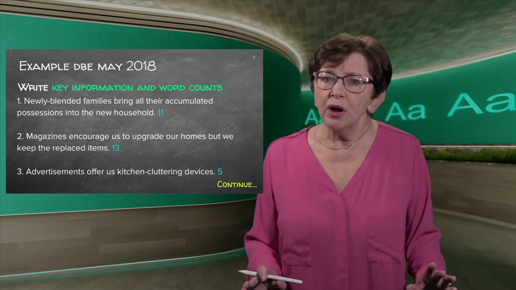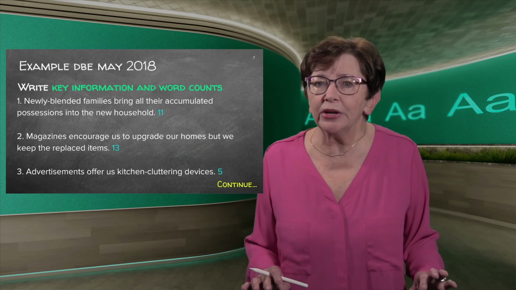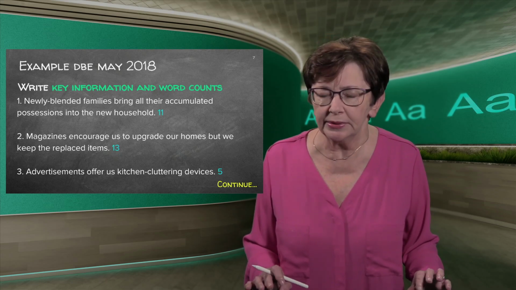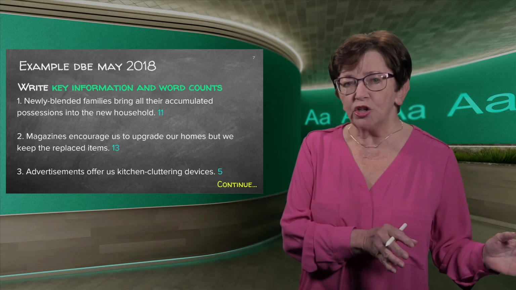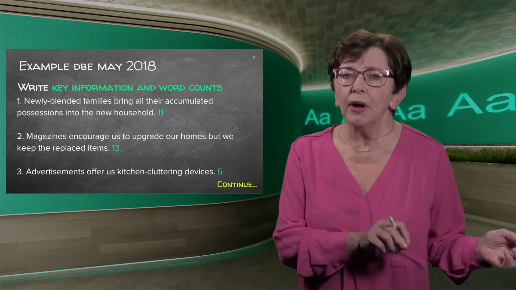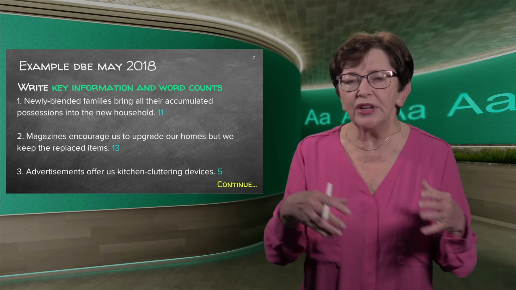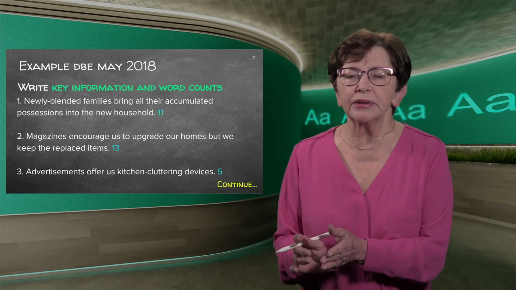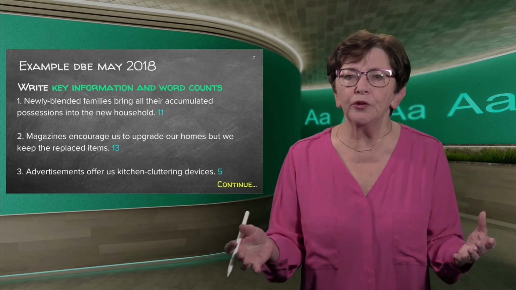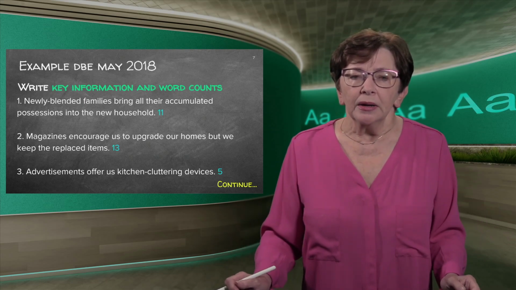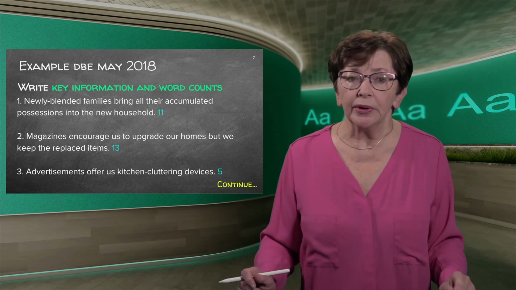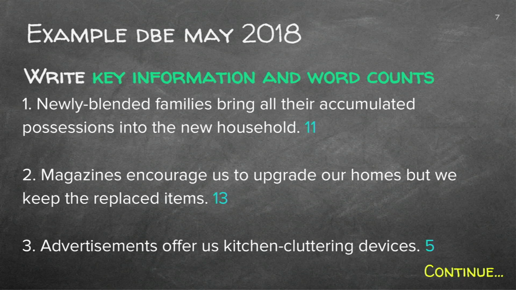Eventually, you're going to come up with something like this, and you're going to make your point form summary just for yourself, right? Where you look at the point that you've underlined in the first paragraph, and you more or less put it in your own words in a little sentence. Easy, simple, but fluent sentence. You will remember that we've seen this point. Point number 1, newly blended families bring all their accumulated possessions into the new household. It's put in different words. It's not quite said the same way, but it's fine, right?